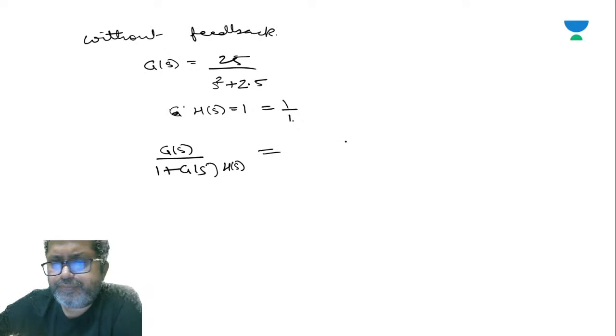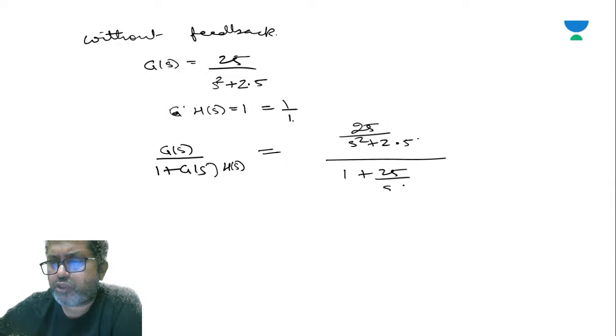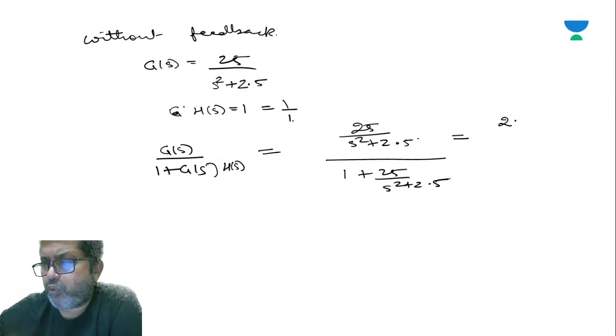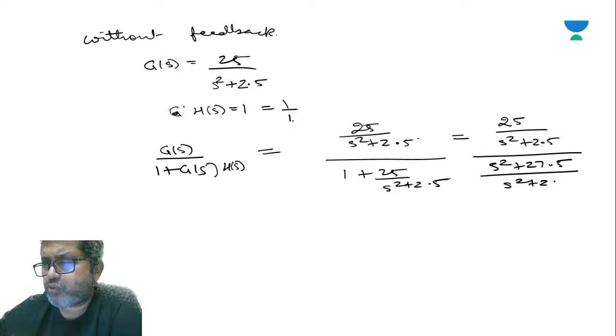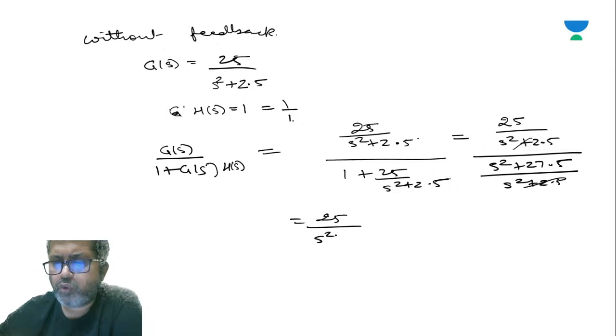Okay, let us see. This is 25 upon S square plus 2.5 divided by 1 plus 25 upon S square plus 2.5. That is equal to 25 divided by S square plus 2.5 divided by s square plus 27.5 divided by s square plus 2.5. So these two get cancelled. This is 25 upon s square plus 27.5. Okay.